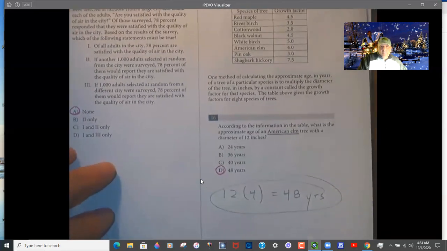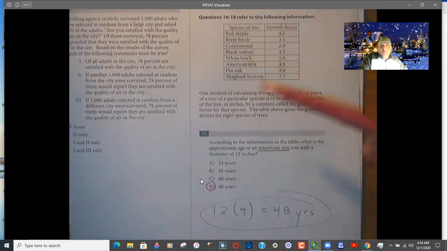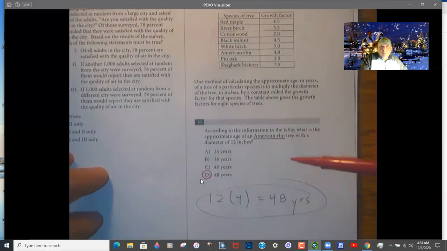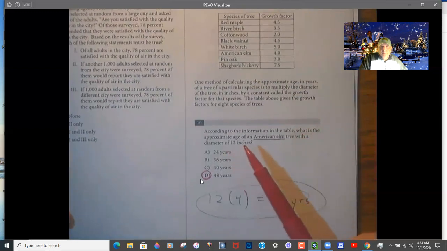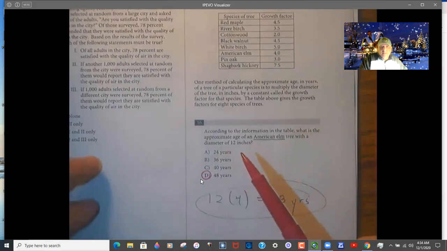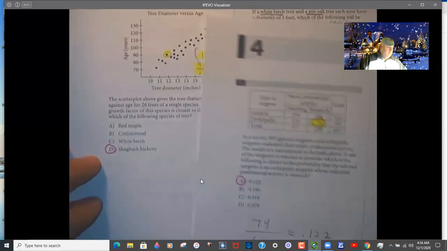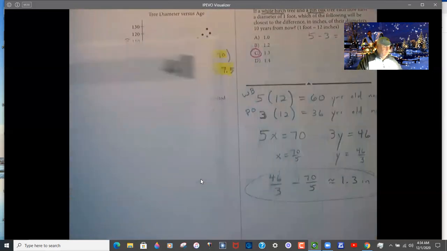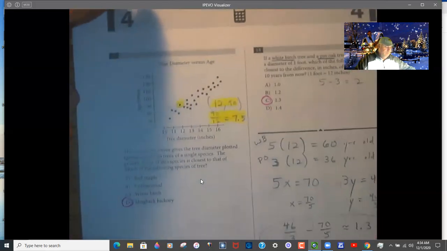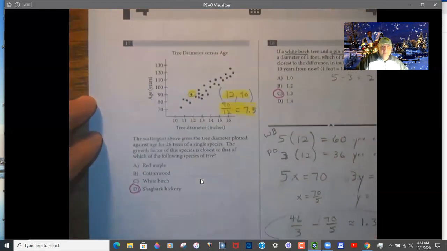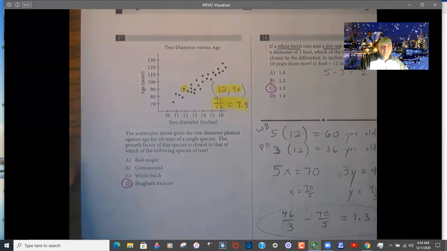All right, problem 16 is dealing with the species of tree and then the growth factor here. Okay, so which is the approximate age of an American elm with a diameter of 12? So we're going to do 12 times its growth factor of 4. Pretty easy on that. I love how they always split these problems.